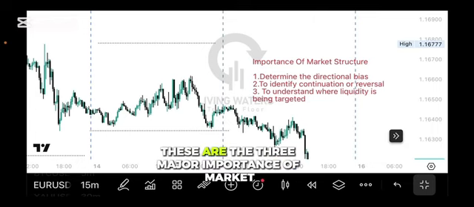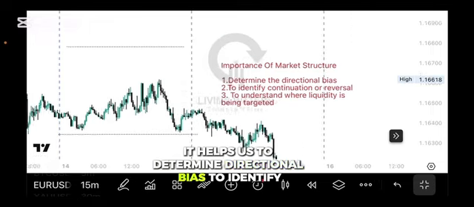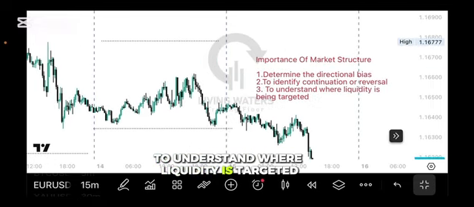So these are the three major importance of market structure that we can't overemphasize. It helps us to determine directional bias, to identify continuation or reversal, and to understand where liquidity is targeted.